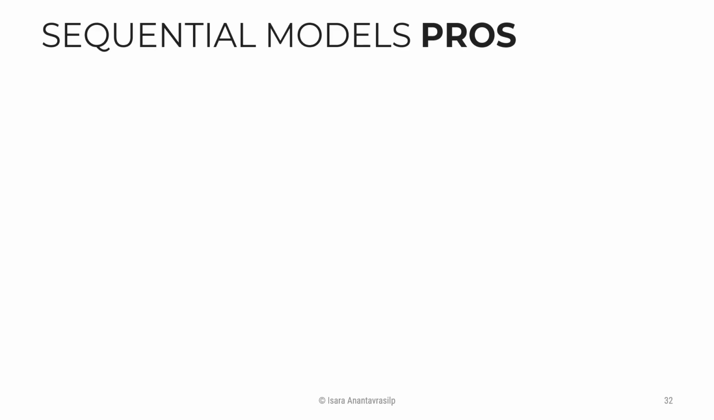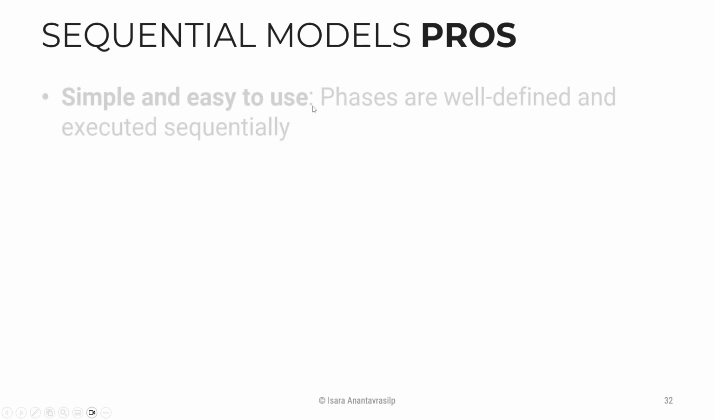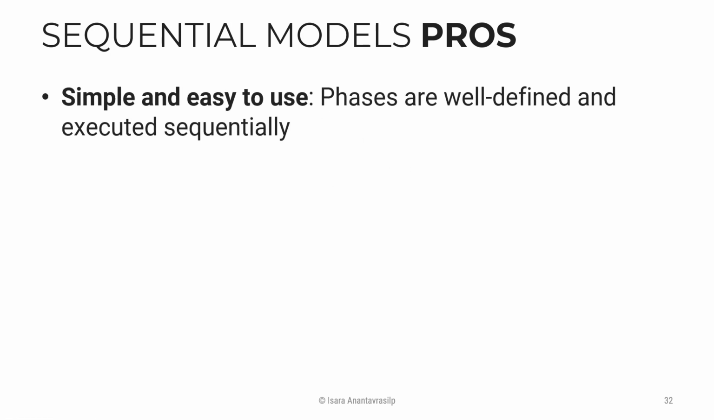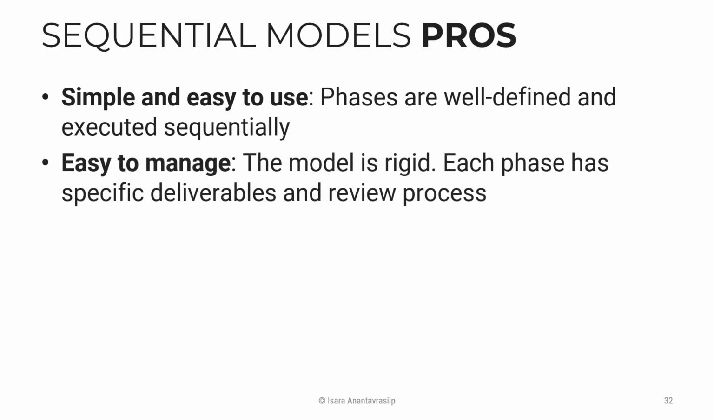Now let's summarize the pros and cons of sequential models. A sequential model is simple and easy to use, because the phases are well defined and executed sequentially. It is also easy to manage. The model is rigid. You know what you need to do. You know what the input is. You know what your output is going to be. Each phase has specific deliverables and a review process. You need to know what to check for at each step.